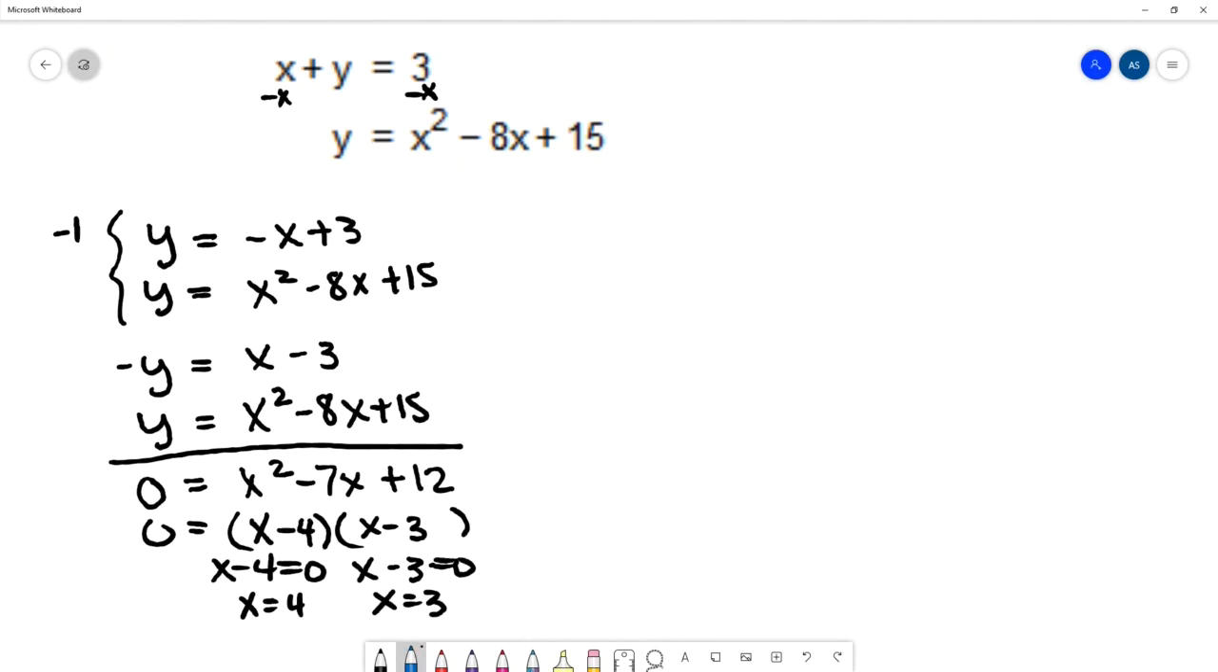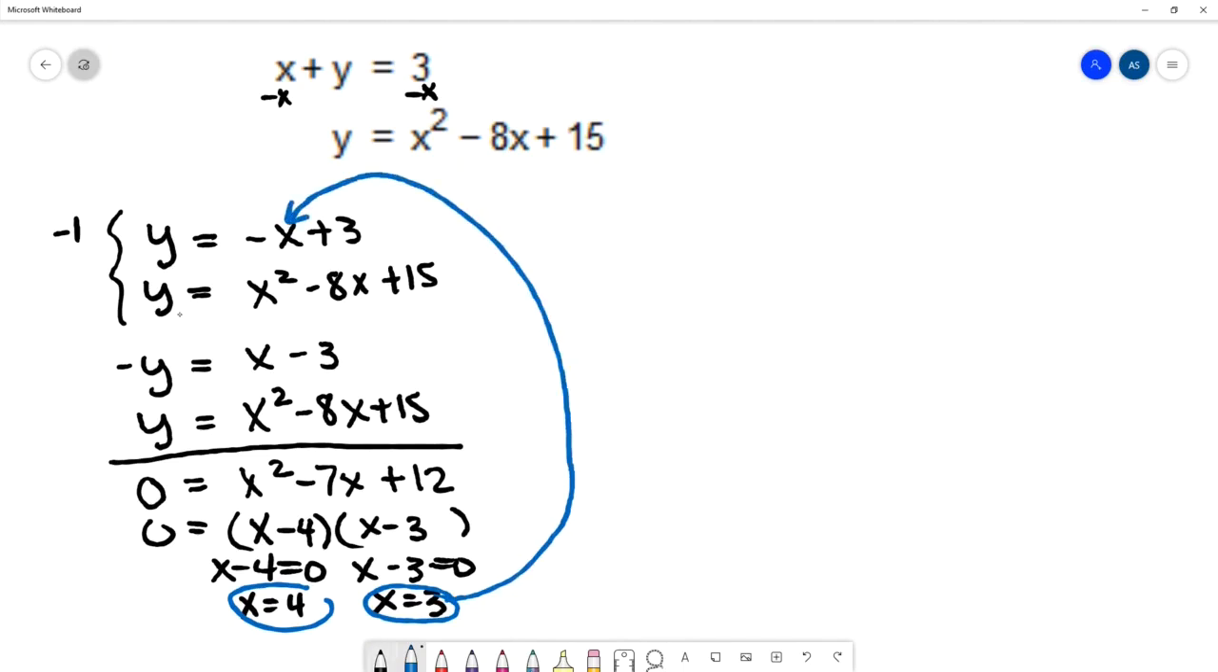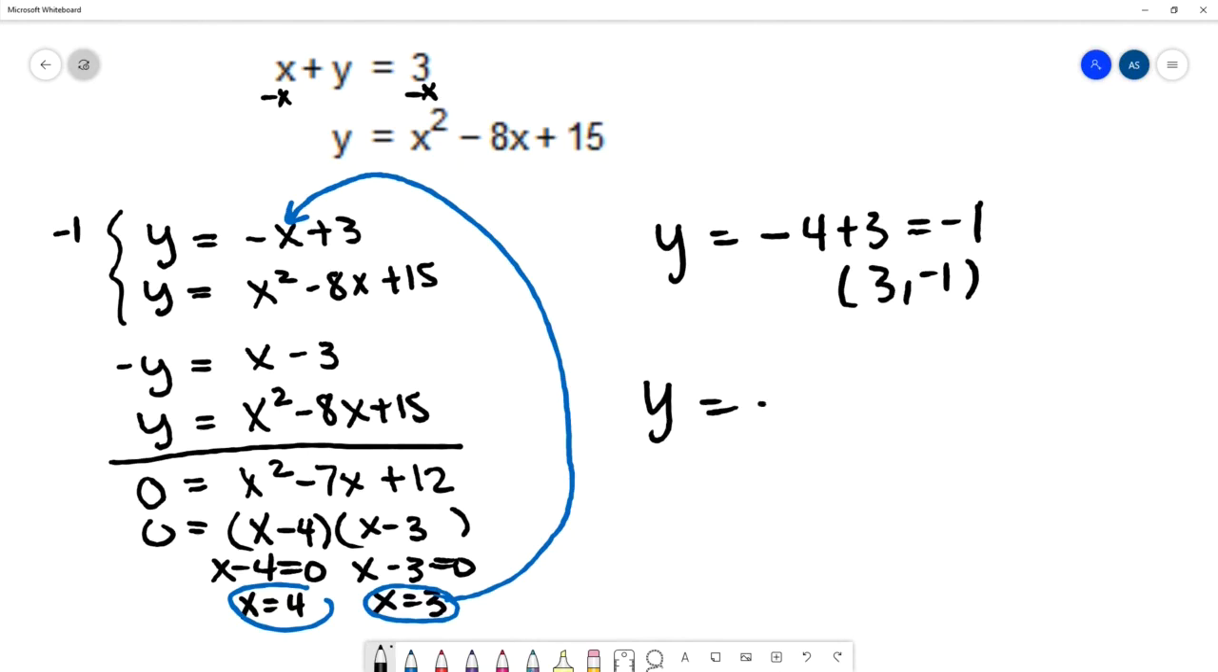And this time, let's plug into the other equation. We'll plug into the first equation and get y is equal to negative 4 plus 3. That's negative 1. So we have a solution of (4, negative 1). And y equals negative 3 plus 3 equals 0. And we get a solution of (3, 0).